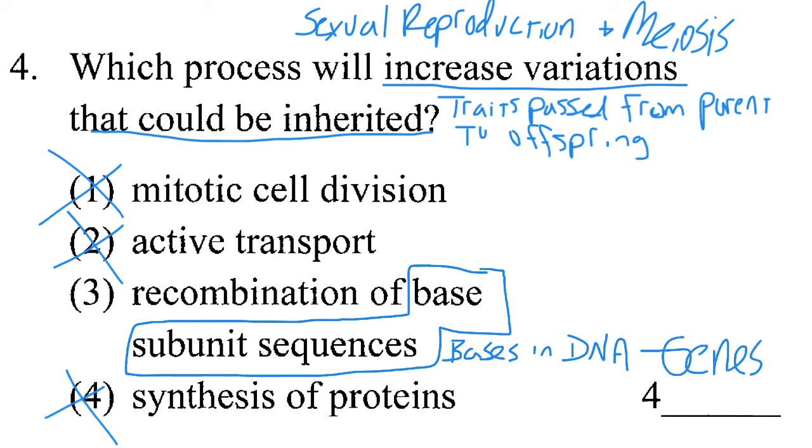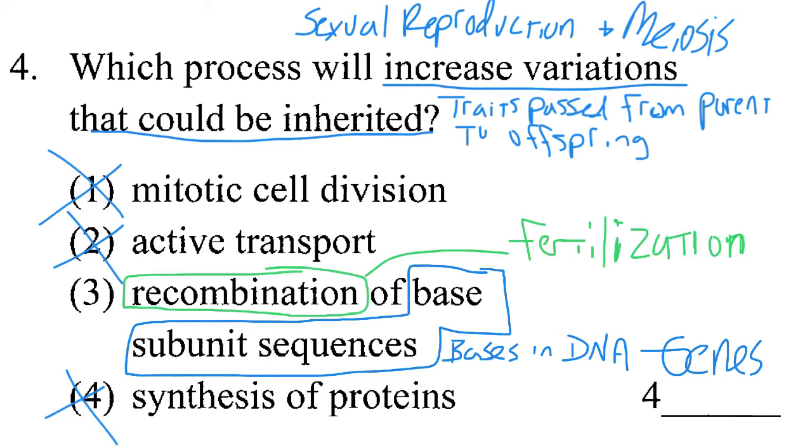Next, recombination. That's going to be talking about the fertilization that occurs between the sperm and the egg when they join. We're taking genes from the mom, genes from the dad, and we're recombining them after they've been separated during the process of meiosis. So when we see recombination of genes, we're thinking about fertilization, and that is going to be our correct answer, option number 3.